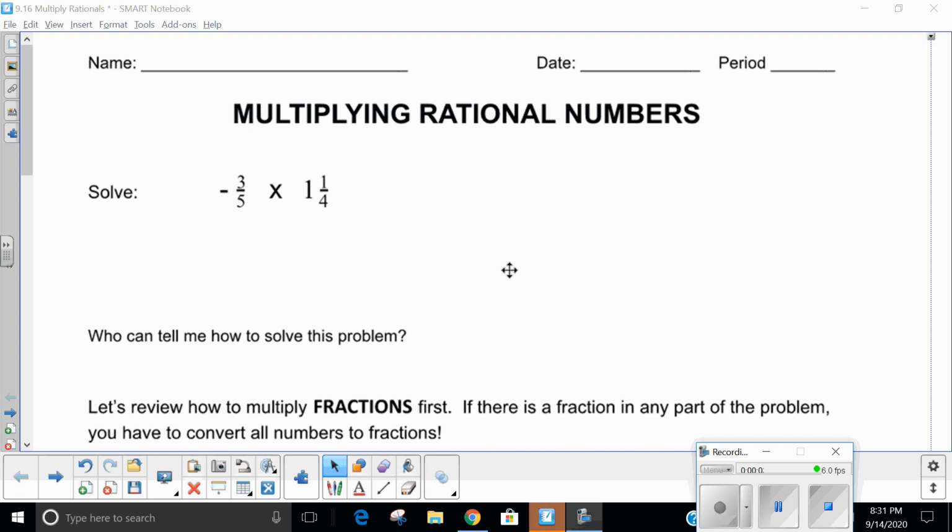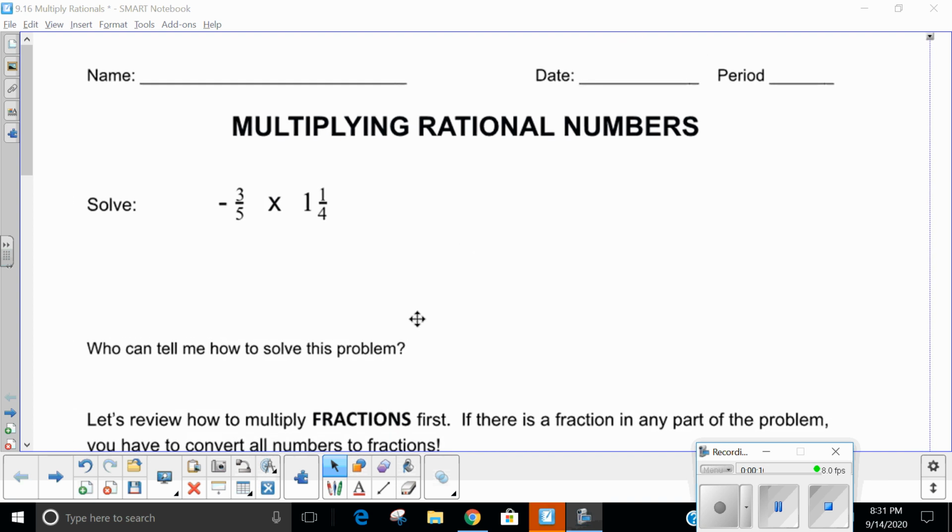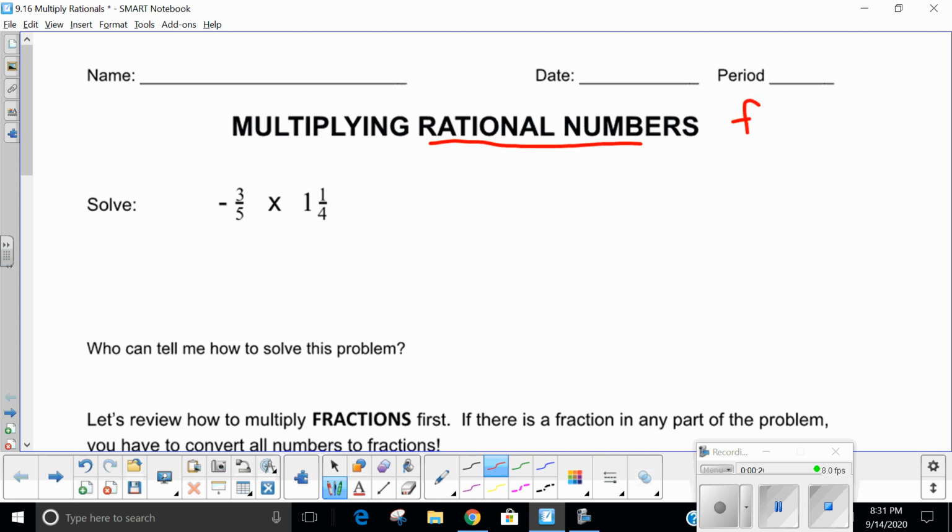Okay, so yesterday we revisited the rules for multiplying positive and negative integers. And that was a review from what you learned last year in 6th grade. So today what we're going to talk about is multiplying rational numbers. Now remember, rational numbers can look like fractions or they can look like decimals. So we're going to talk about both today.